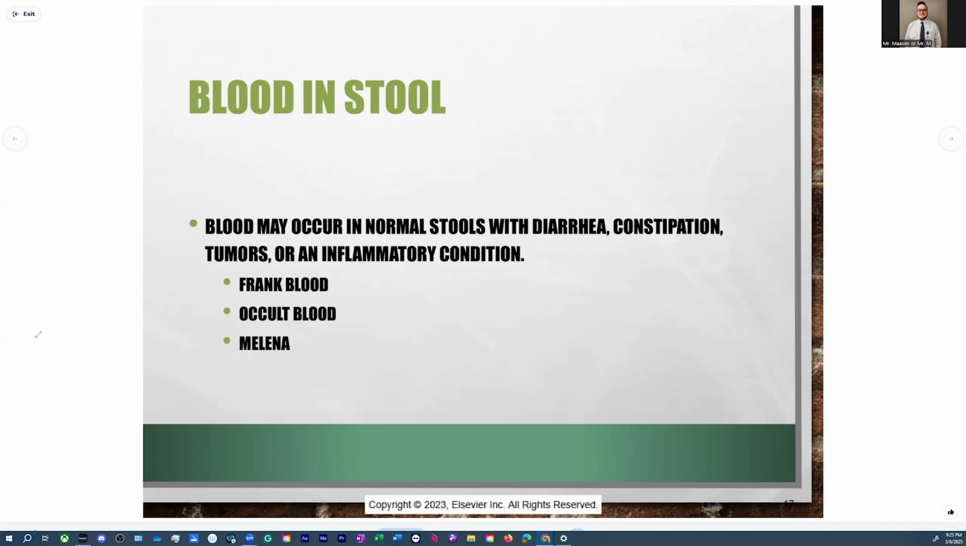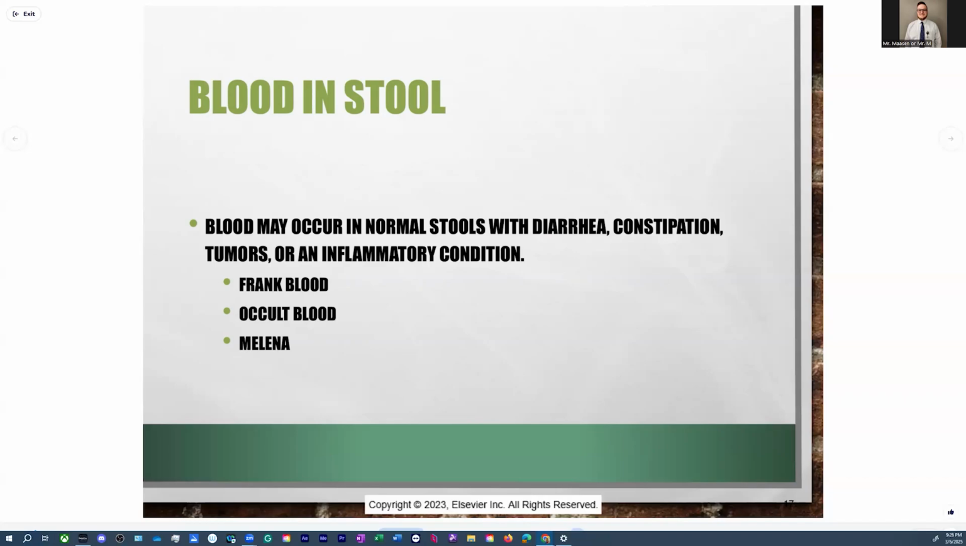Occult blood is basically saying that the stool looks normal to the eye, but when you test it, there are trace amounts of blood in it. And this could be from a condition anywhere in the GI tract, much more insidious symptoms, maybe. That's more of a look into. Frank blood, usually we can figure out and easily explain that.